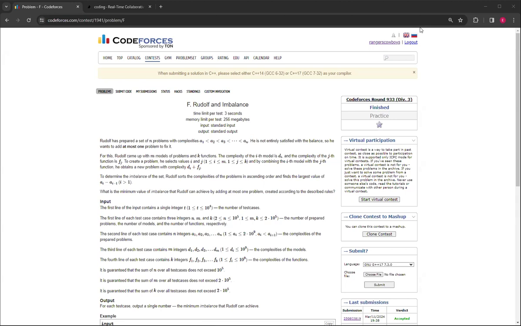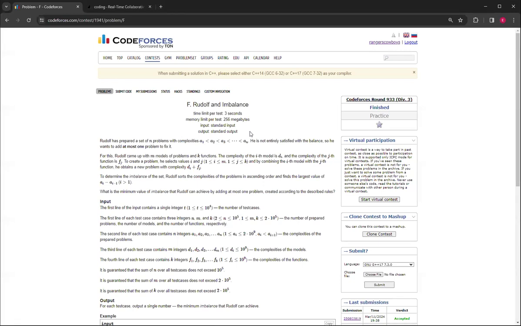This is from Codeforces Round 933, Division 3. Basically, Rudolf has a set of n problems, given to you in sorted order with all different complexities. He isn't satisfied with the balance, so he wants to add at most one problem to fix it.